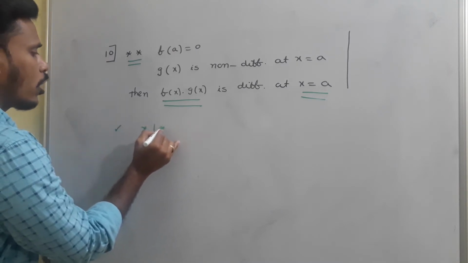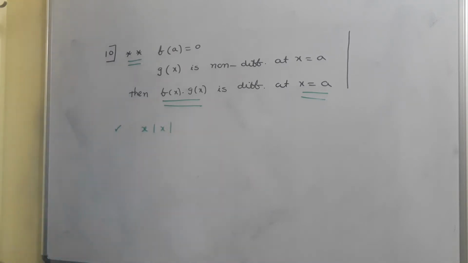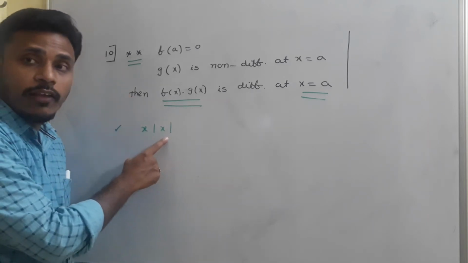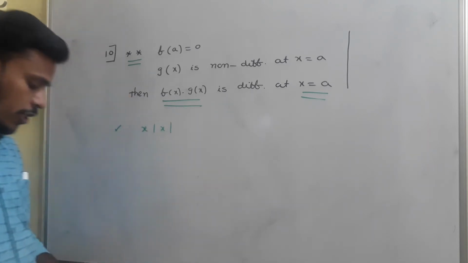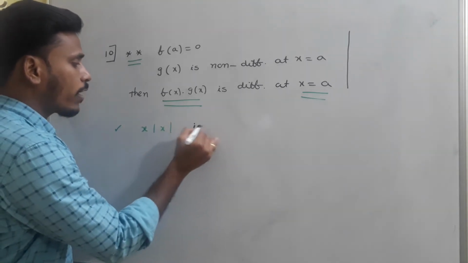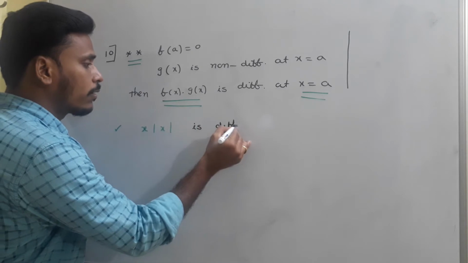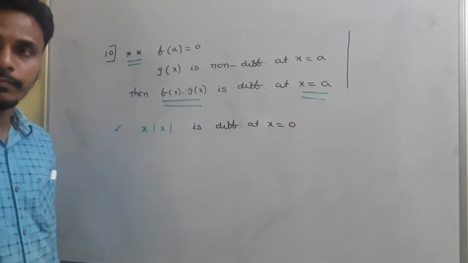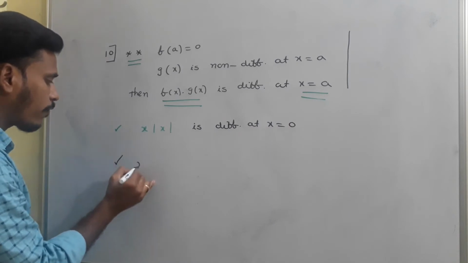x into modulus of x. Actually, modulus of x is non-differentiable at x equals 0. But at that non-differentiable point, the first function is 0, right? And that's why we say that x into modulus of x is differentiable at x equals 0. That's the idea.